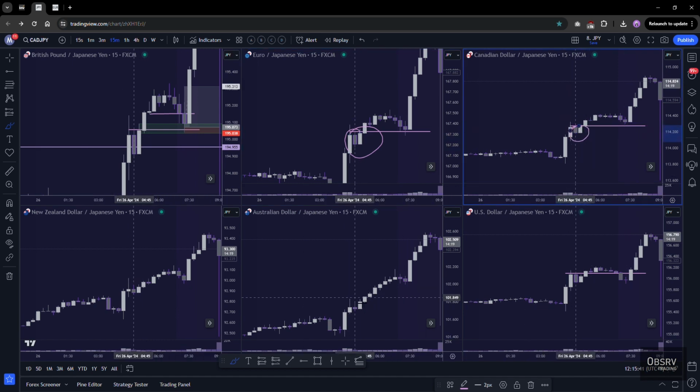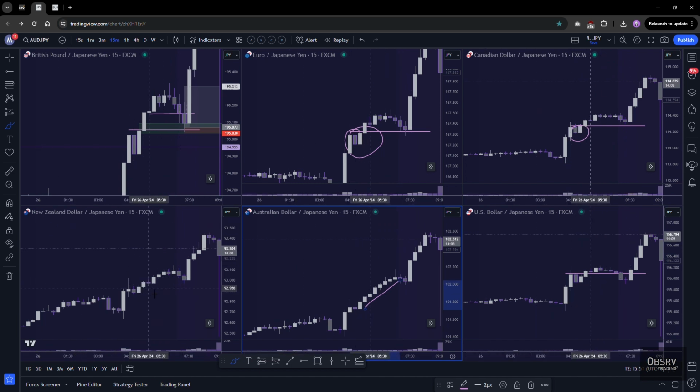We didn't really get, we got the pause here, but we didn't get much of a pullback following that. So I wasn't interested in Aussie yen, and it was the same for Kiwi yen. We didn't get much of a pullback, so I wasn't interested in this one.